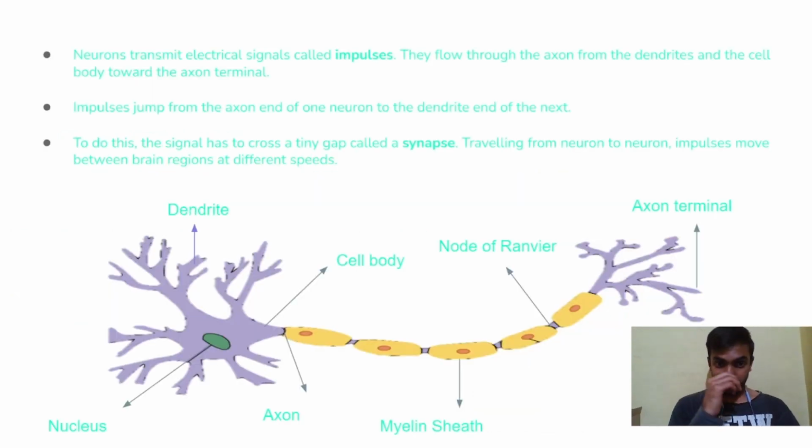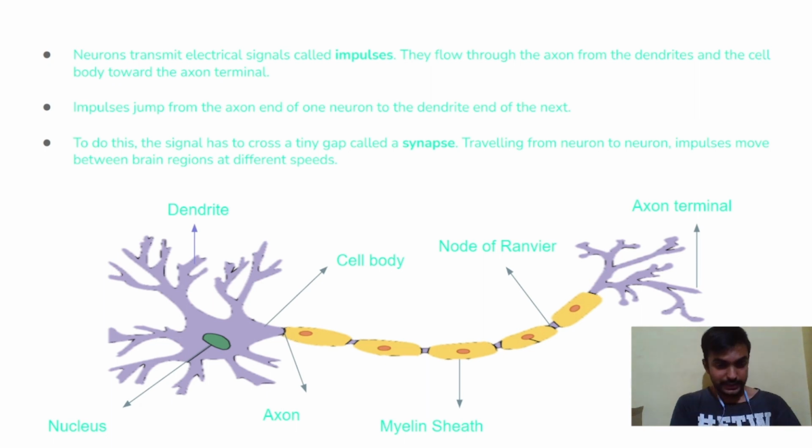See, it is a pictorial representation of the neuron. Neurons transmit electrical signals called impulses. They flow through the axon from the dendrites and the cell body towards the axon terminal.